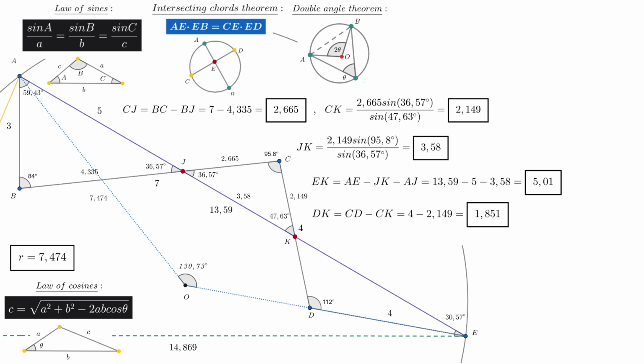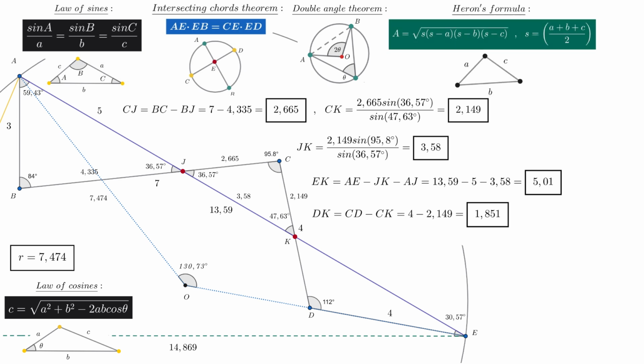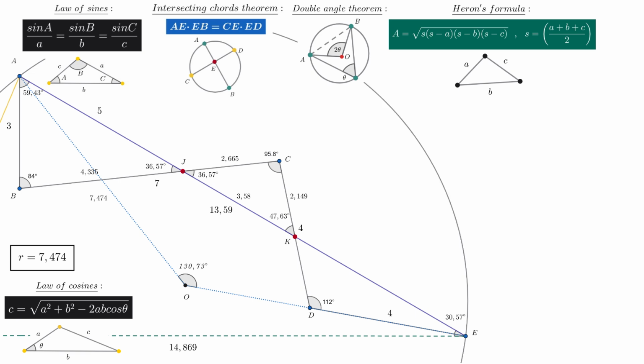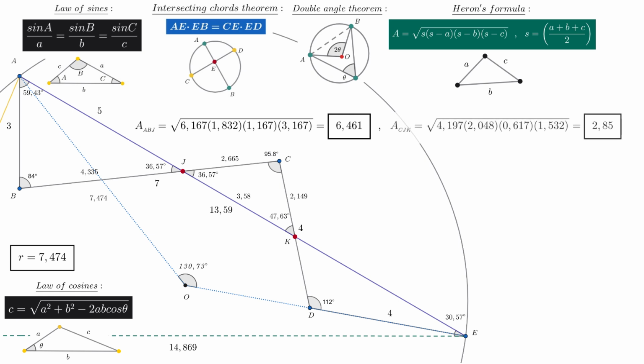To calculate the area of the triangles, we'll be using Heron's formula, which is as you see here, the square root of s times s minus a times s minus b times s minus c, where a and b and c are the sides of the triangle, and s is a plus b plus c over 2. We'll start with ABJ, and the area of ABJ using this formula is 6.461. CJK is 2.85, and EDK is 3.416.